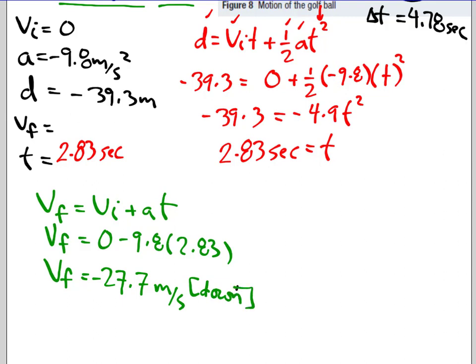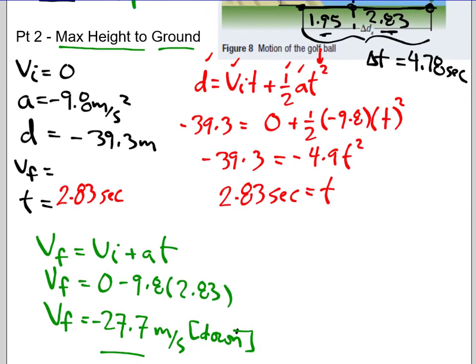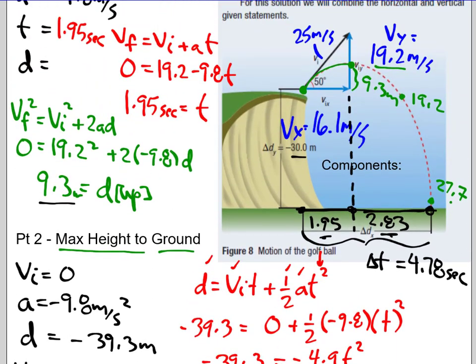Now again, because of symmetry, or a lack of symmetry, this negative 27.7 is larger than the initial 19.2 meters per second we had in the vertical direction. So that would make sense. If we had stopped at the same height we started, we would have had a 19.2 here. But because we're allowed to fall further, we have 27.7 in the vertical direction.